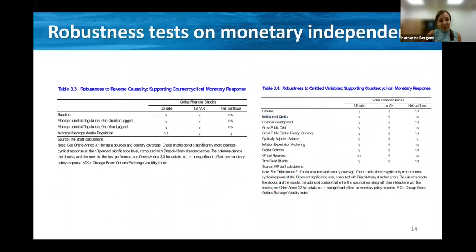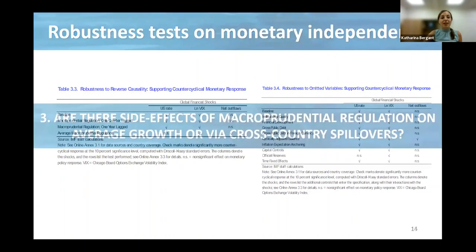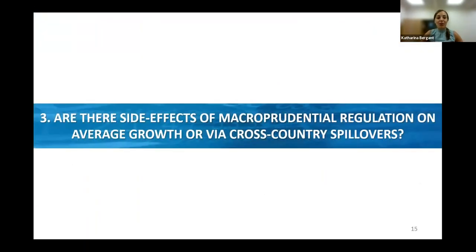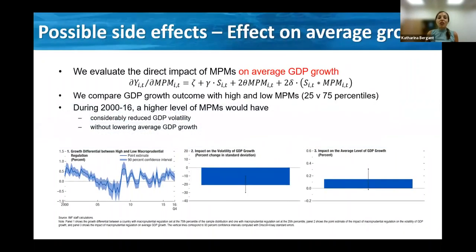Again, we did the usual robustness tests, which I will skip now because I have 2 minutes left, and I really want to answer the last question, which is: are there side effects of macroprudential regulation? We focus here on average growth and cross-country spillovers. So let me start with average growth.